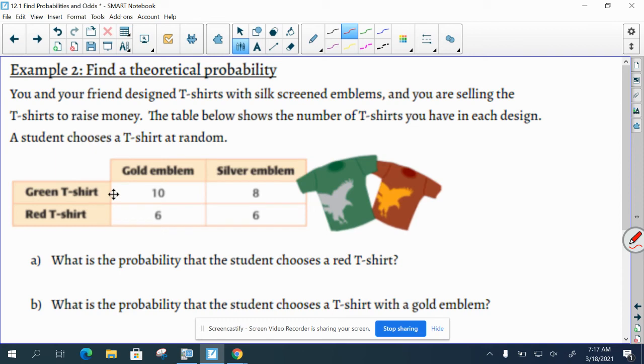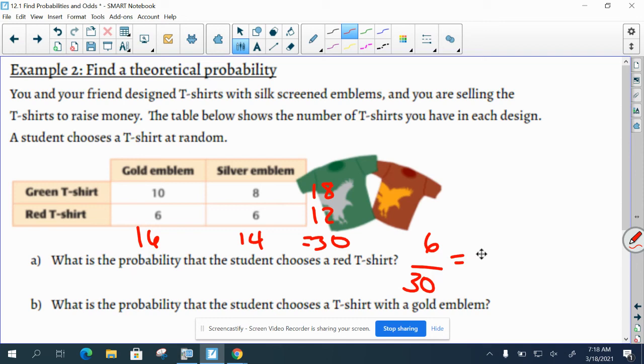So we would want to know our total number of outcomes. If you add up the columns, this would be 16 and this would be 14, that would give you 30. If you add up the rows, it should give you the same number. So this would be 18, and then 6 and 6 make 12, which also adds up to 30. So the number of red shirts would be 6, and then out of all of the shirts, which are 30.